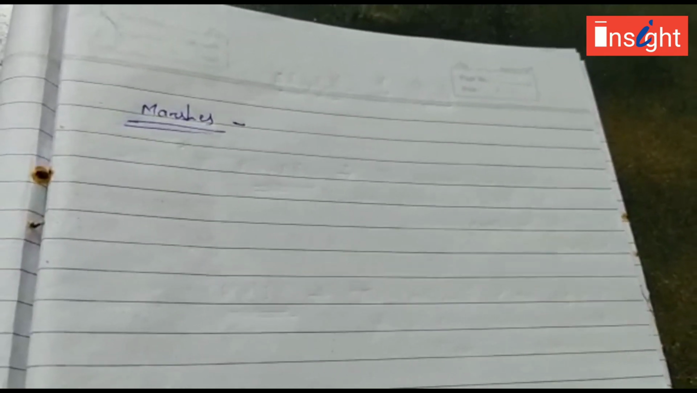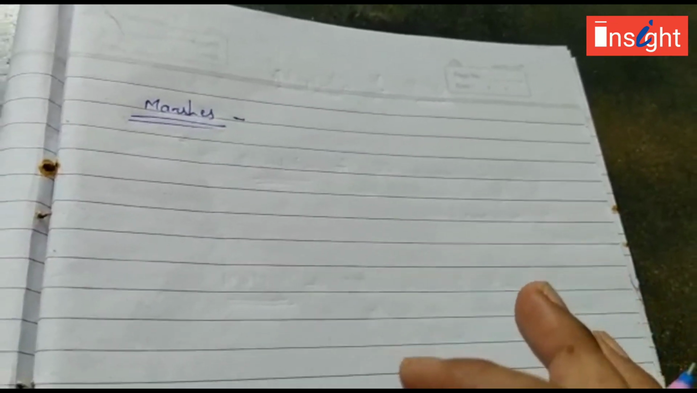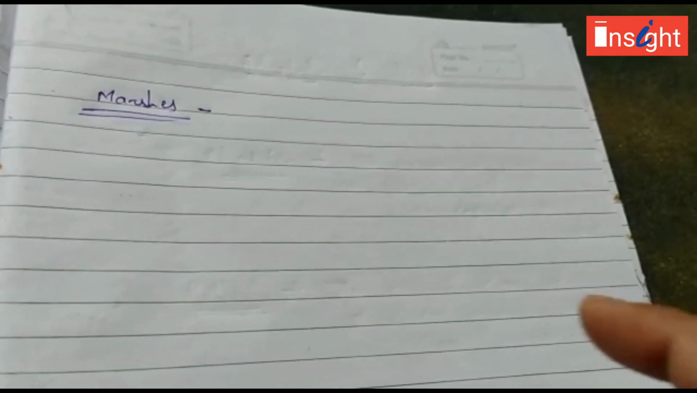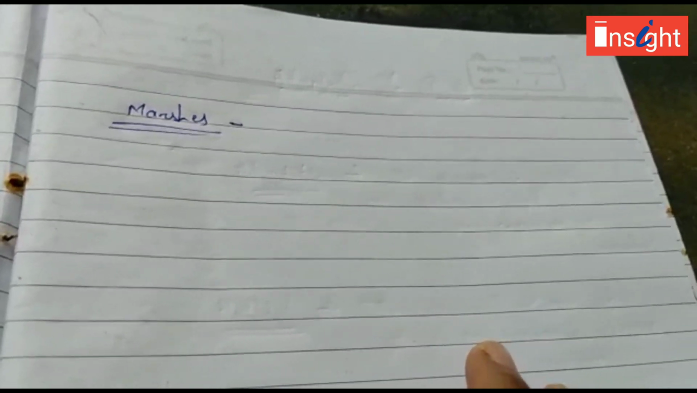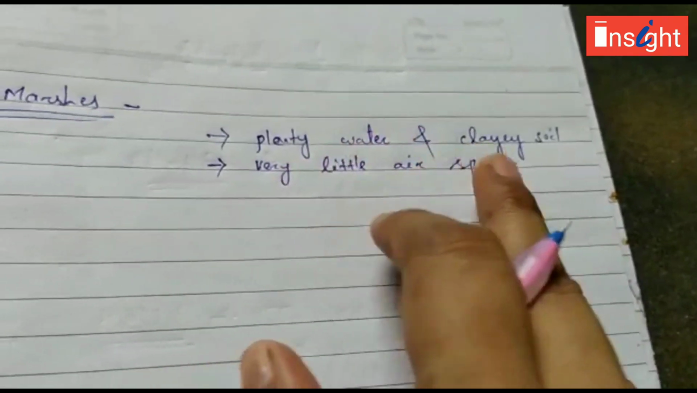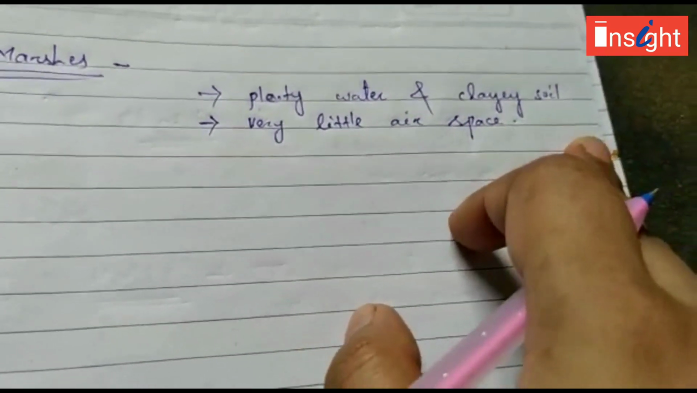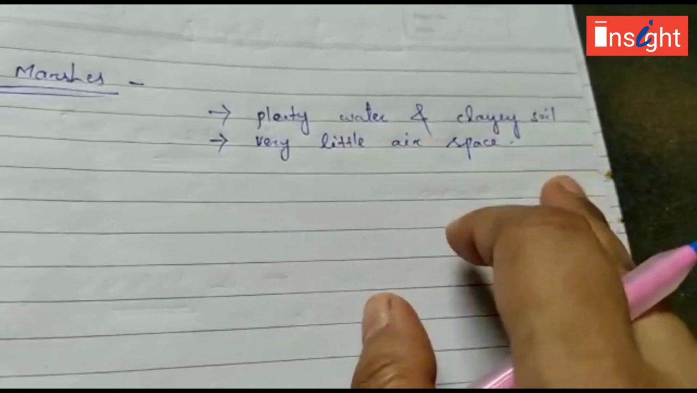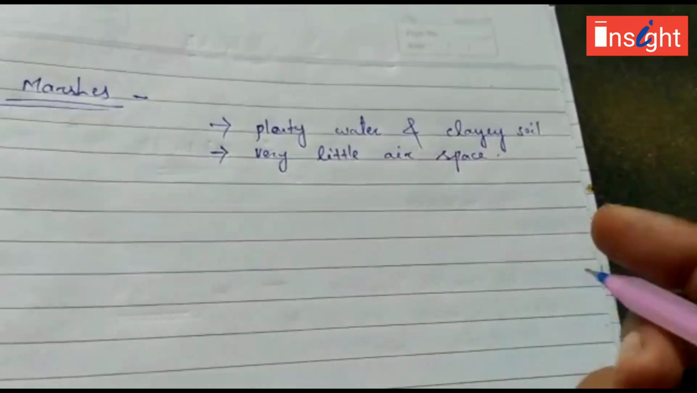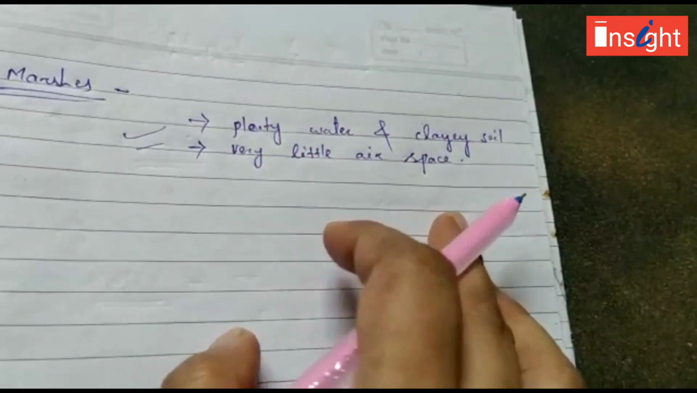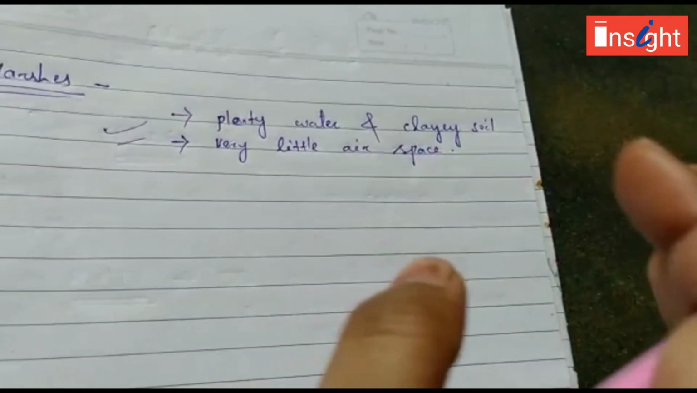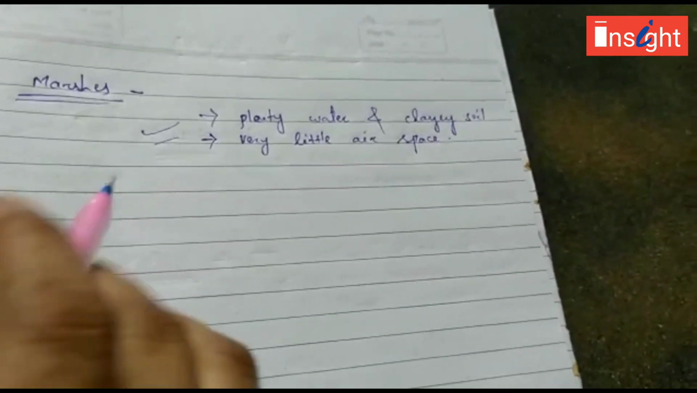That is why the plants growing in marshy areas have adapted themselves to obtain air and to bear the constant water movement without causing any damage to the body. Here in the marshy areas the amount of water is plenty, the soil is clay soil, and there are very little air spaces between the soil particles. Because of this, the plants have adapted to obtain air and to bear the constant movement of the water without damage to the body.